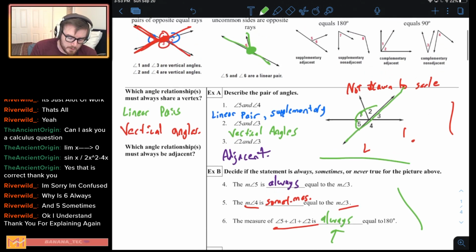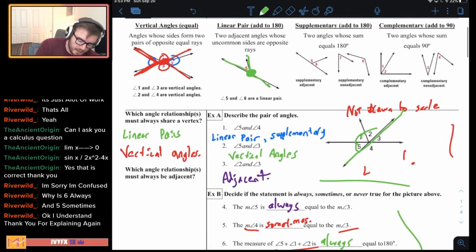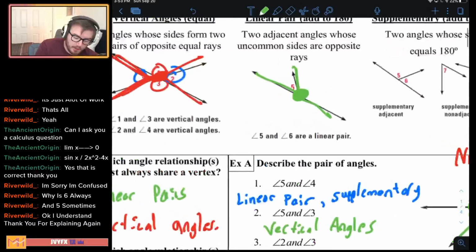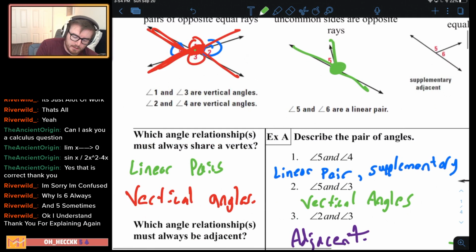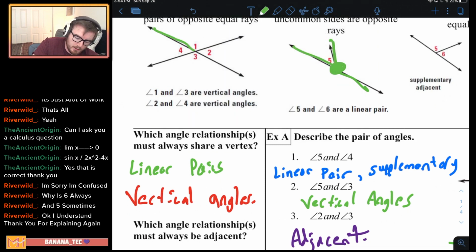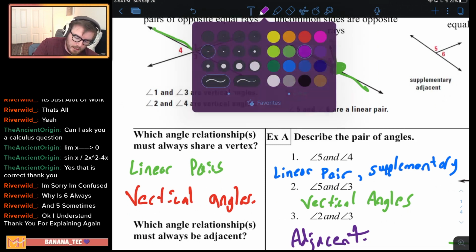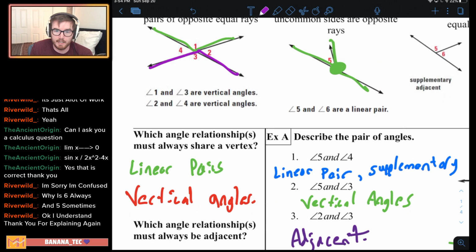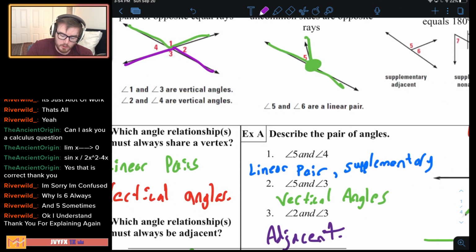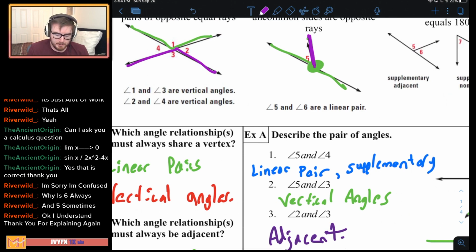Which angle relationships must always be adjacent? The only one that I have is linear pair. Vertical angles only share the vertex. They don't share any sides, right? When I draw these two angles, there's angle 1 and there's angle 3. They don't share sides. They're not next to each other. They're opposite. Only these guys share a side.